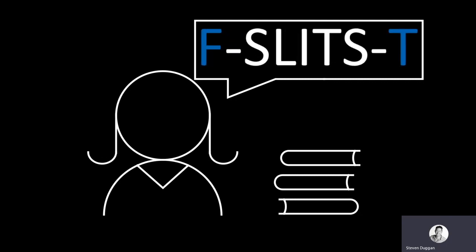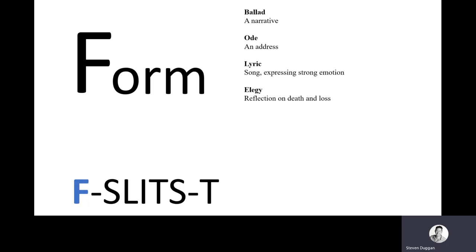So let's start with the first of those, the F for form. Well, the majority of the poems you're going to face fit into one of these categories. You have ballads, which simply are narratives or stories, odes, which address either the reader or an object, for example, Keats's Ode on a Grecian Urn, lyrics, which are typically like songs, poems with very short verses expressing strong emotions, elegies, which reflect on death and loss. All of those are most likely on your exam course.